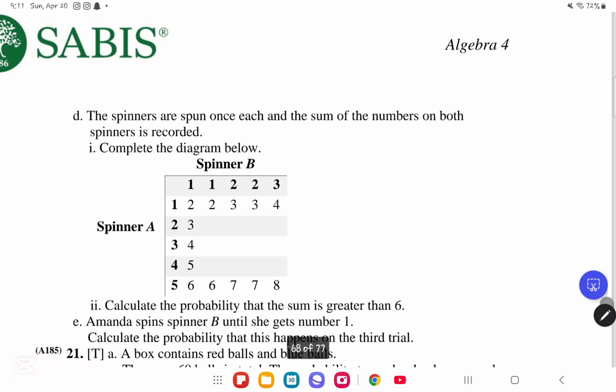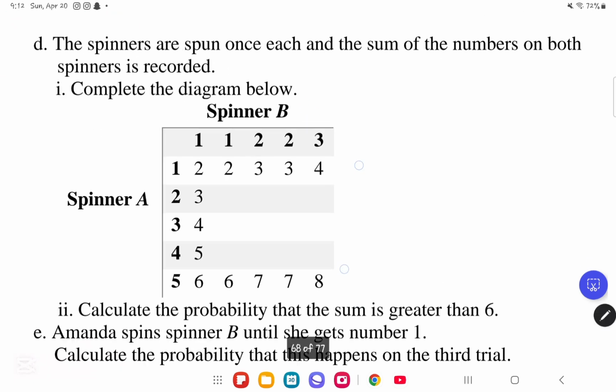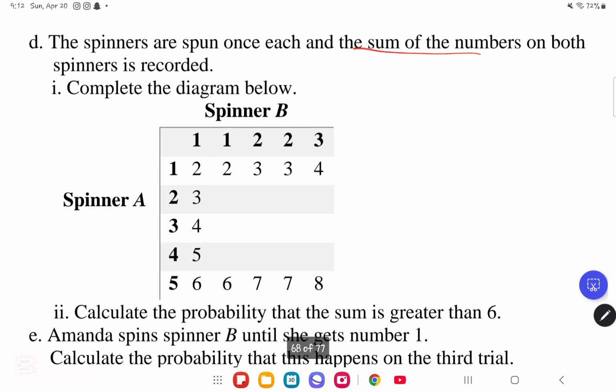We move on to part D. The spinners are spun once each and the sum of the numbers on both spinners is recorded. Complete the diagram below. So they're dealing with the sum of the numbers. That means it's going to be 1 plus 1, 1 plus 2, 1 plus 3, whatever. Here they finished the first row for us. Let us continue with the next.